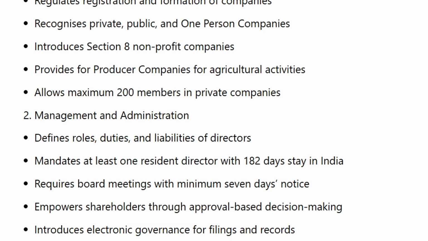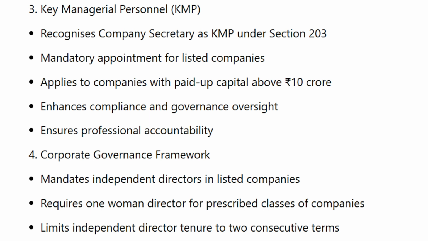It requires board meetings with minimum 7 days notice, empowers shareholders through approval-based decision making, and introduces electronic governance for filings and records. Key managerial personnel: it recognizes the company secretary as KMP under Section 203, with mandatory appointment for listed companies and companies with paid-up capital above ₹10 crore, enhancing compliance and governance oversight and ensuring professional accountability.